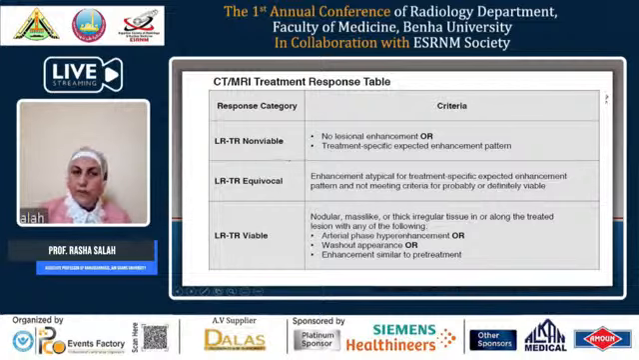If we don't have any appreciable enhancement, this is known as LR-TR non-viable. And if we have an enhancement, but we are confused if this enhancement is just a post-treatment change or a small residual tumor, we can call this an equivocal lesion, and short interval follow-up is advised. But if we have suspicion for residual viable tumor, it is called LR-TR viable. And these include either nodular or mass enhancement, irregular peripheral enhancement, early washout, and early enhancement and early washout as the enhancement pattern noted on the pre-treatment imaging.